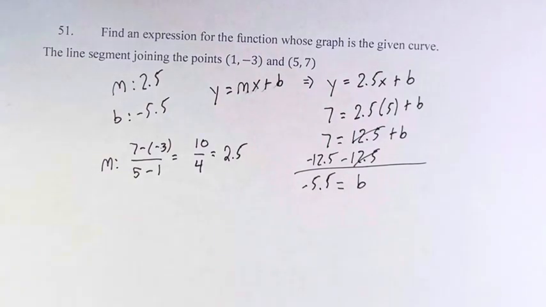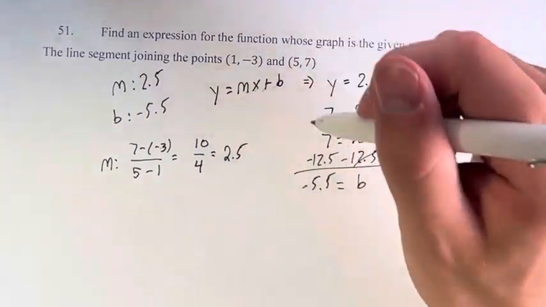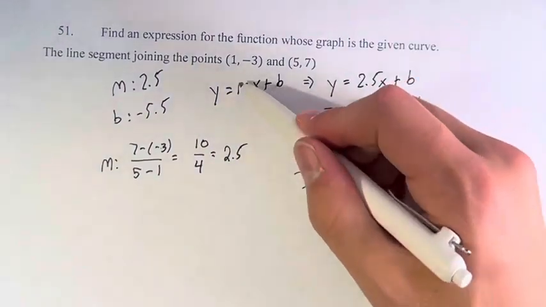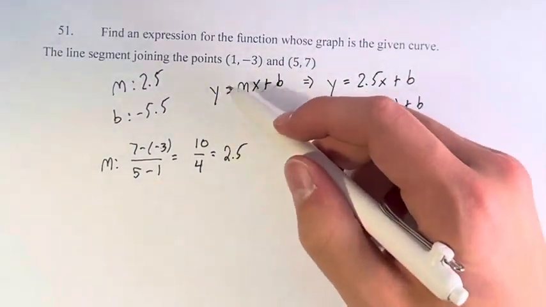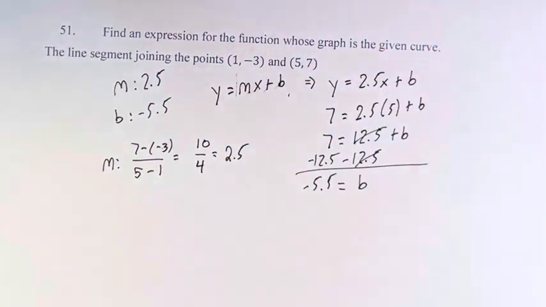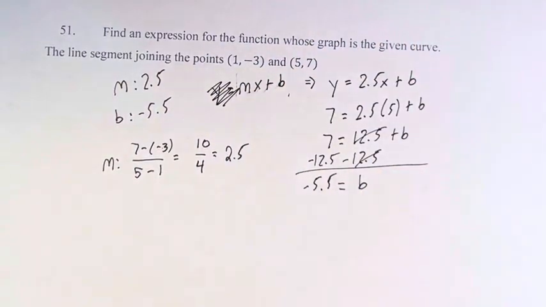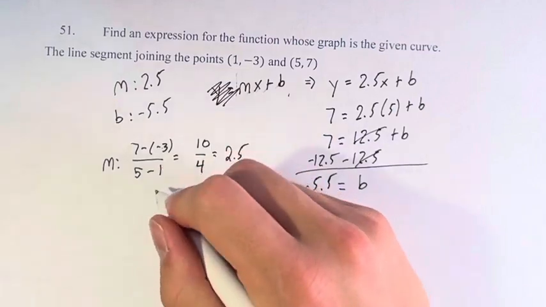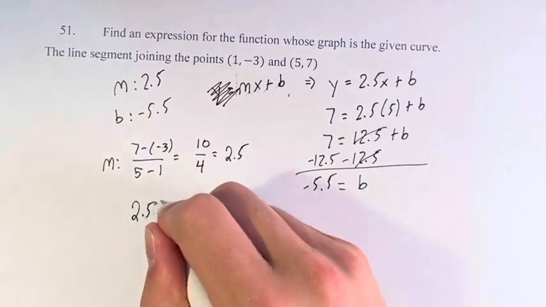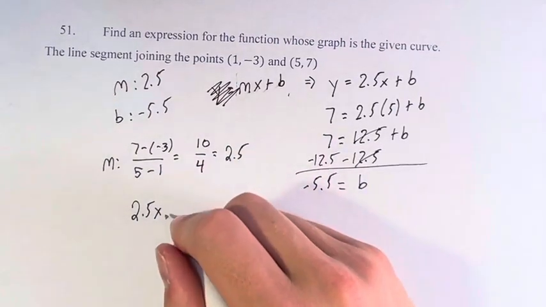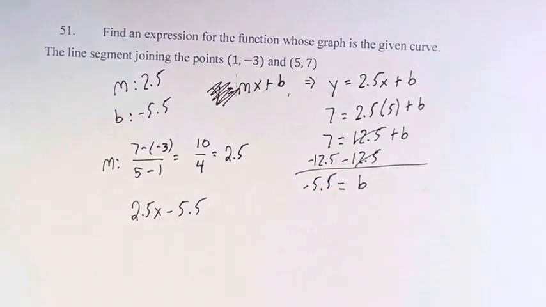So we can find the expression for this function. Not exactly the equation of the line. They're just looking for this mx + b part, right? This is the equation. This is the expression. Hopefully that's clear. So our answer is 2.5x - 5.5.